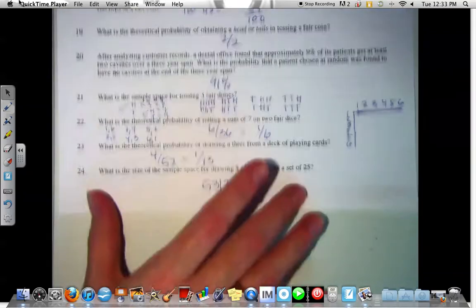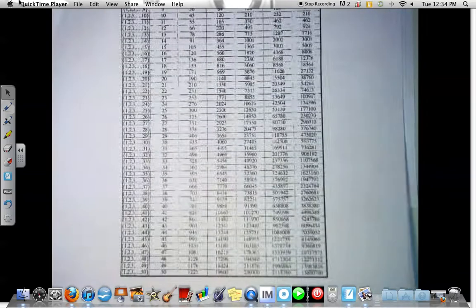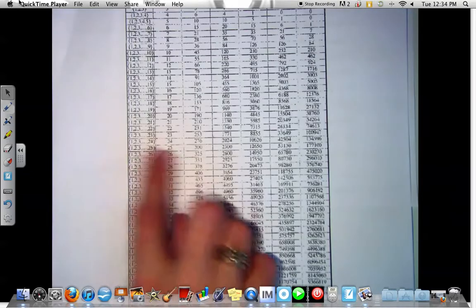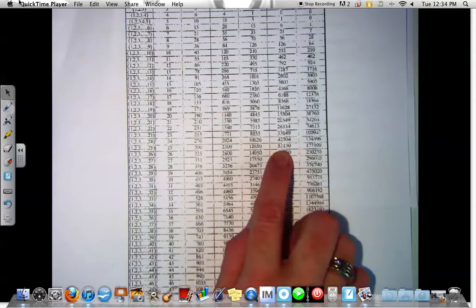24, size of the sample space for drawing 5 numbers from a set of 25. You have 2 ways that you can find this. Easiest way, look on your sample space template. You have 25 numbers and you want to draw 5 numbers at a time, so that would be quintuples. So you're looking at 53,130.